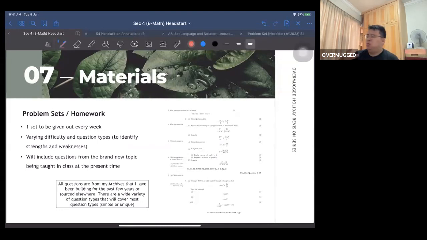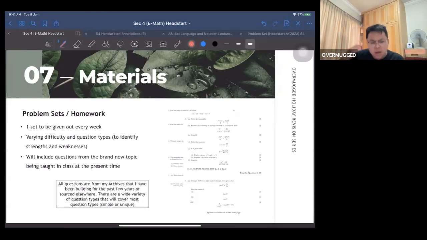So for example, if I realize everyone is really bad at properties of circle, then that particular week will have 2 questions on properties of circle. It will also vary across all the topics in upper sec. The reason is that I don't want you to forget the content that you studied in Sec 3. This is just an additional booster and more practice for you.